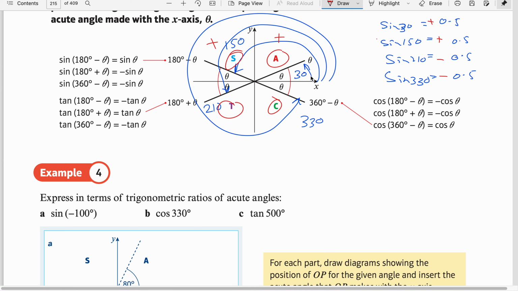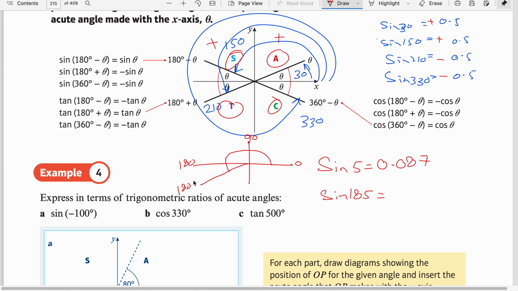Where will this concept help you? Examiner suppose gives you an exam that sine 5 is equal to 0.087, and he's asking the value of sine 185 and asking you to do it without calculator. So you'll first see where 185 lies. This is 0, this is 90, this is 180, and it goes beyond 180, and you see it is 185. First thing you see is that the basic angle is 5. This was 5, this is 5. So you copy this 0.087, but you know that sine is positive in first two and negative in last two. You put a negative sign here.